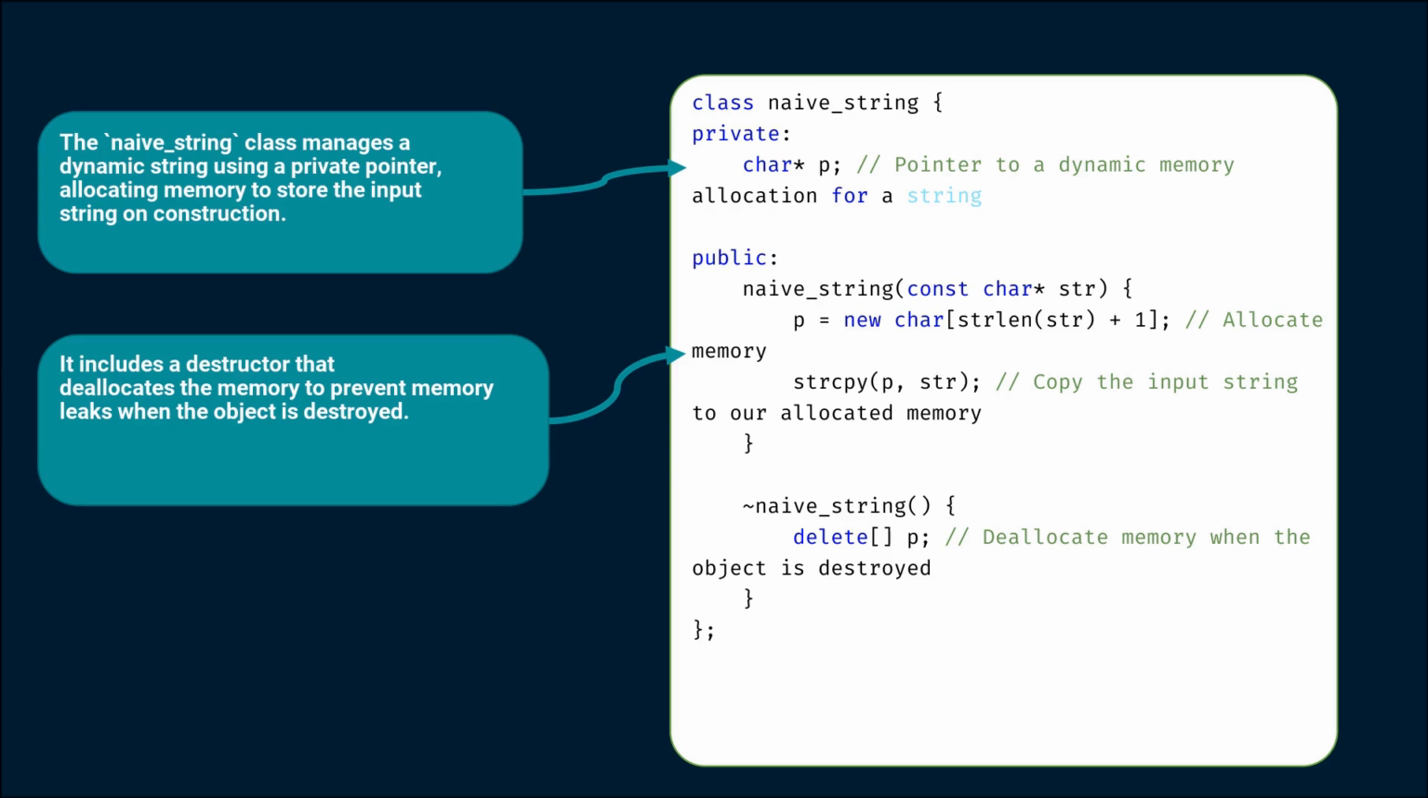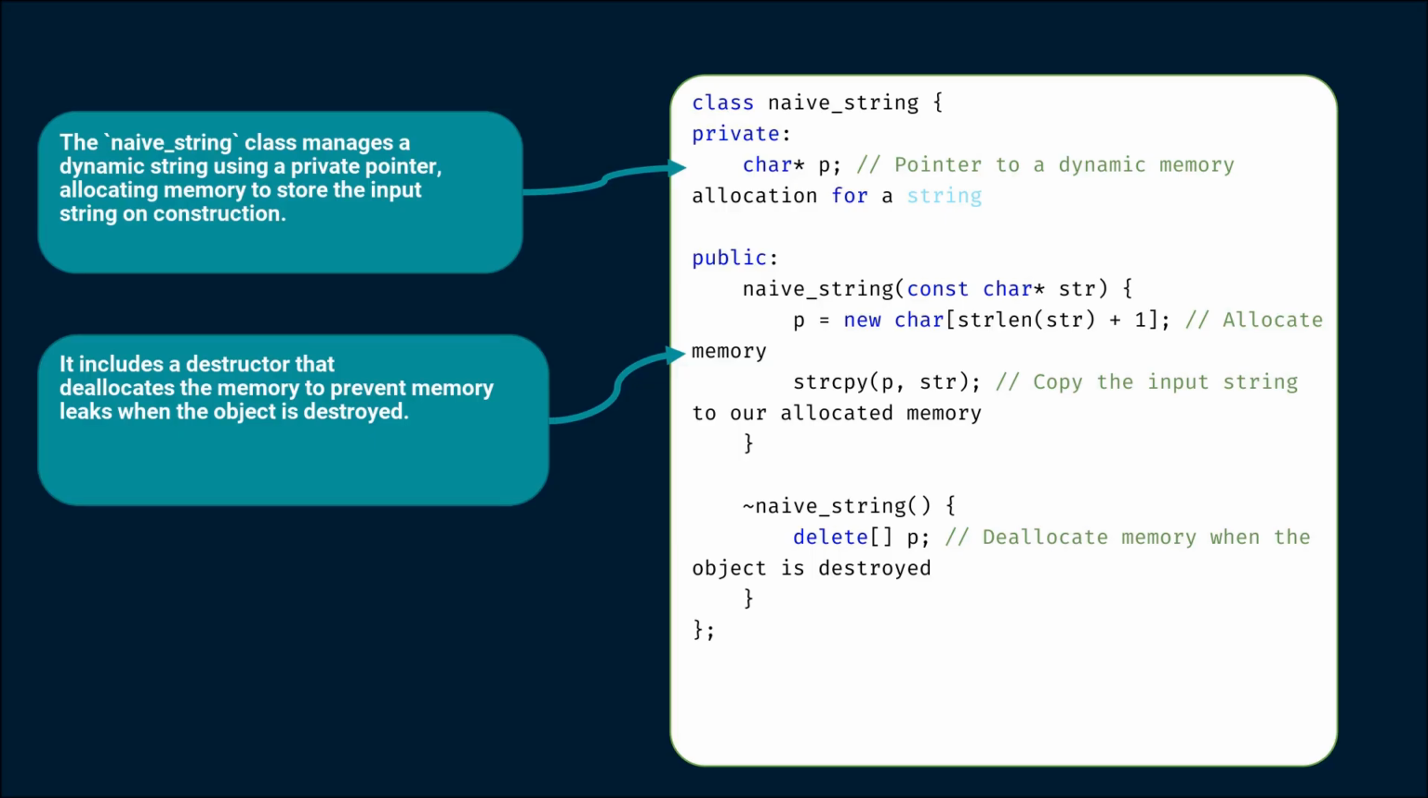By using new, we ensure that the memory is allocated dynamically, really aligning with our focus on resource management. Next, we copy the input string into that allocated memory using the strcpy function. This is crucial because it ensures that our naive string has its own copy of the string data instead of just referencing the original C-style string.